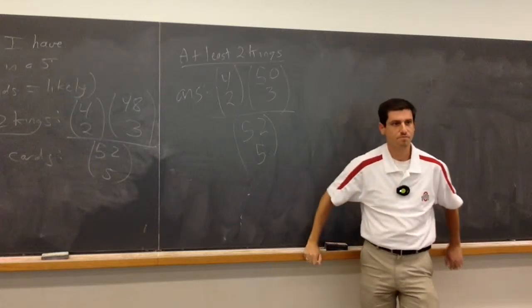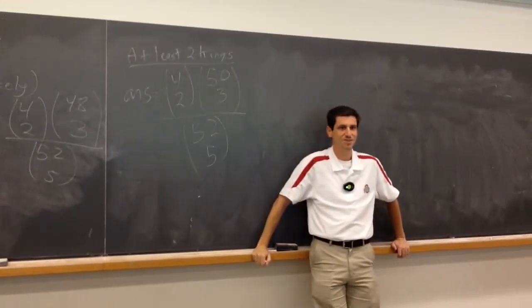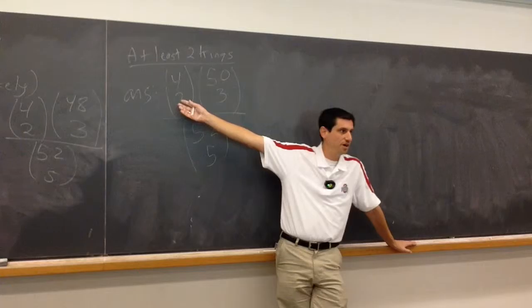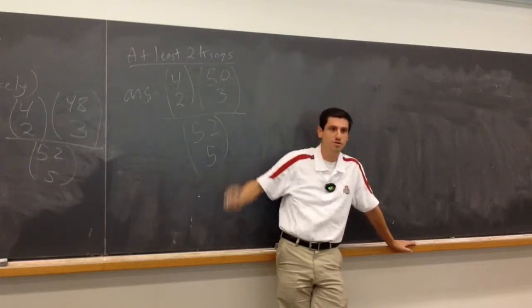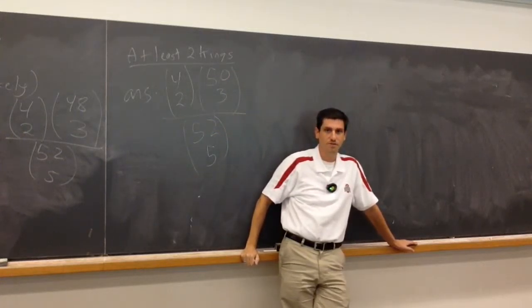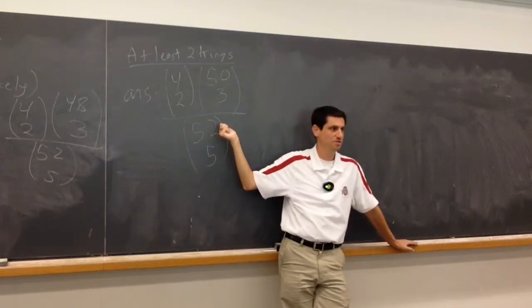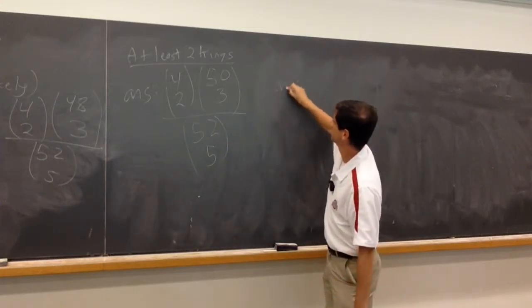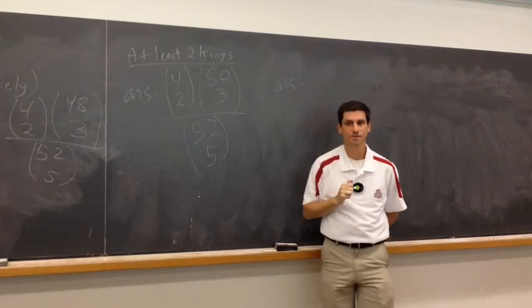What do you think? No? Why not? This makes sure I have 2 kings, and then I don't care if I get more kings afterwards. Does this seem reasonable? Seems reasonable. Can anybody give me another answer? Another way to calculate this?